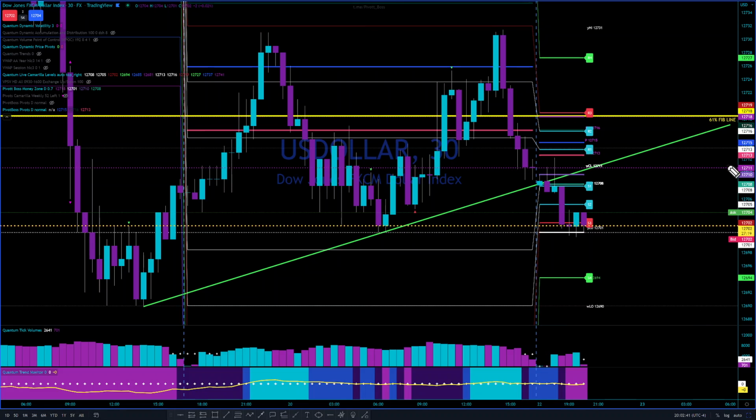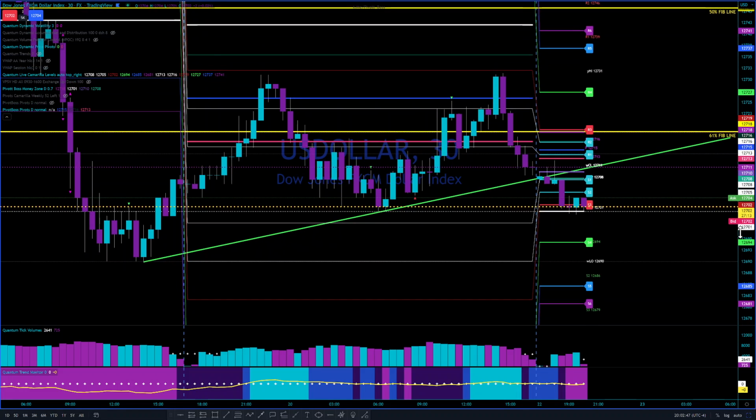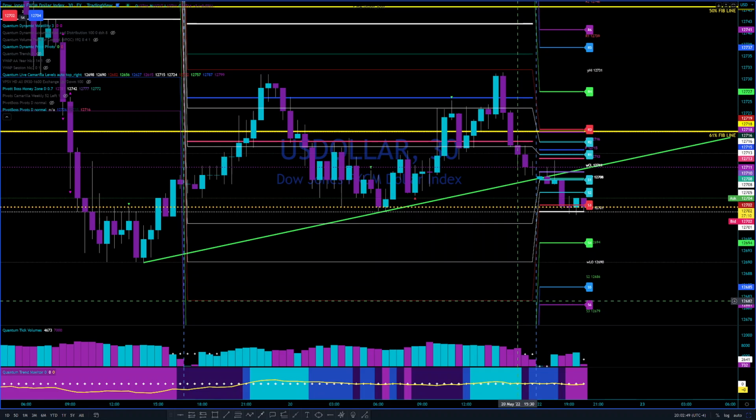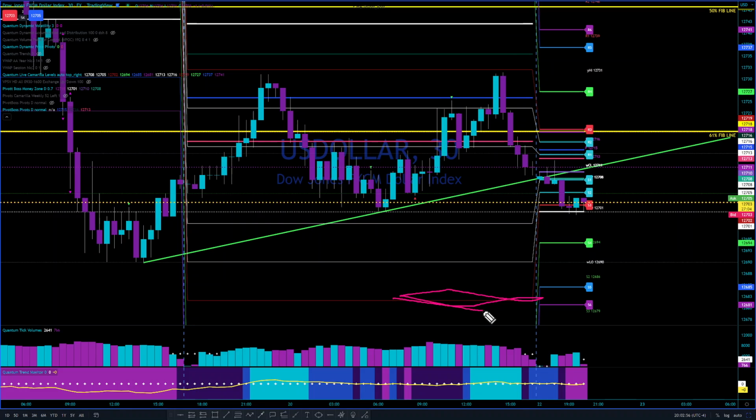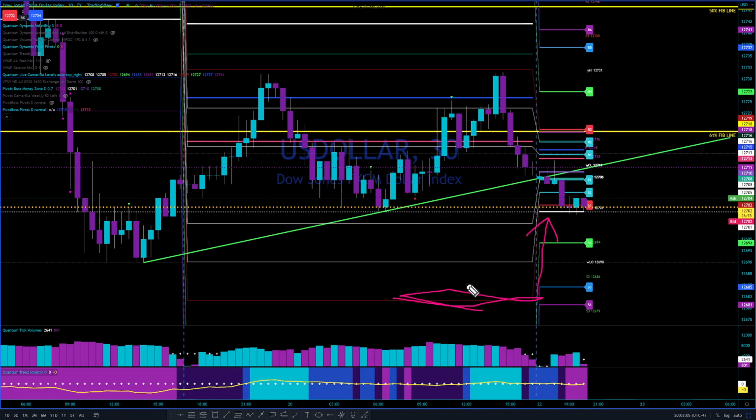Now looking at, let me bring that into focus. Right, so that's S3 right there. Let's use the pen again. That's S3, this line right here, and you see it moved up. So now it's an inside day relationship because S3 and R3 is now within the R3 and S3 range of the prior day, the close on Friday.